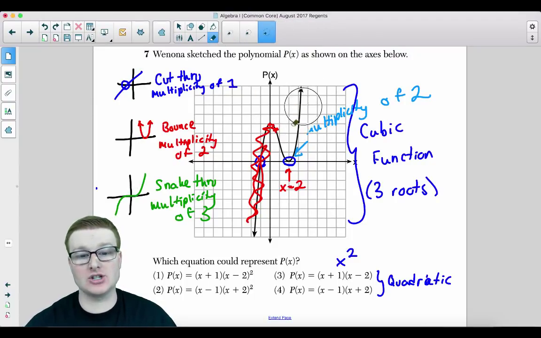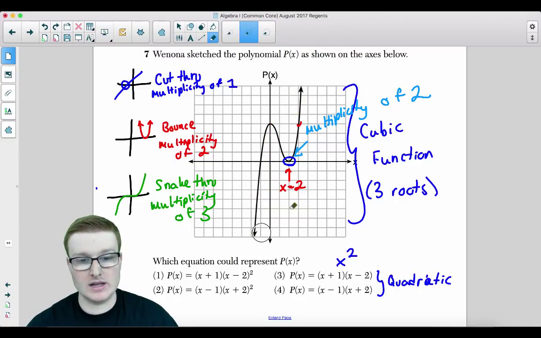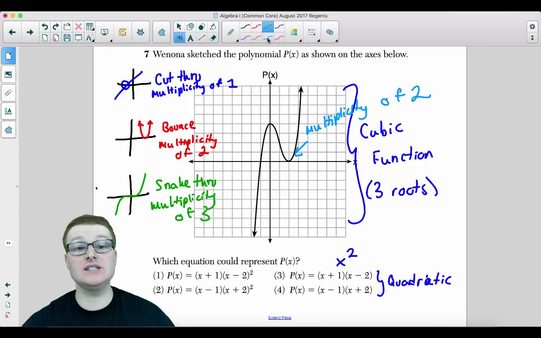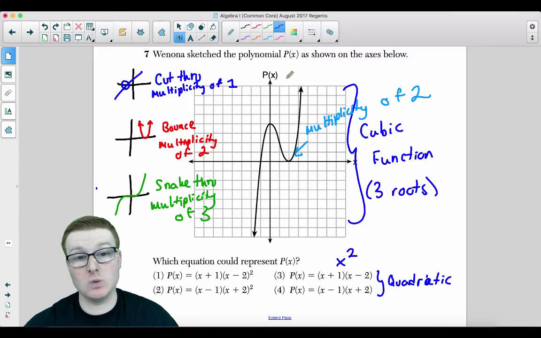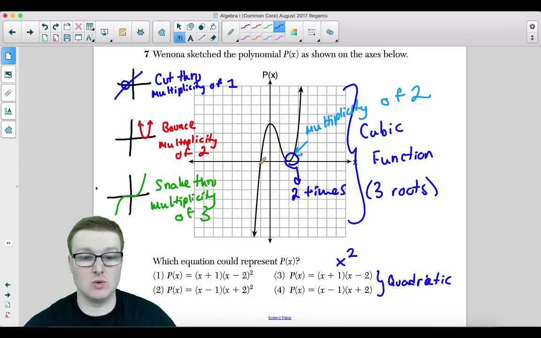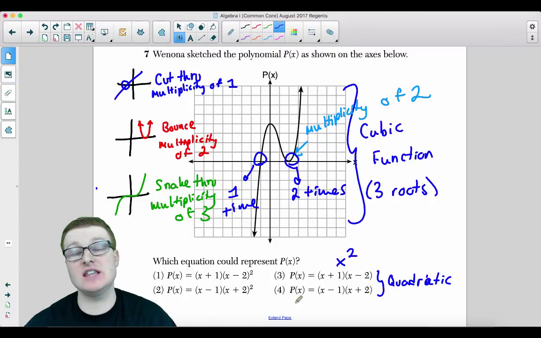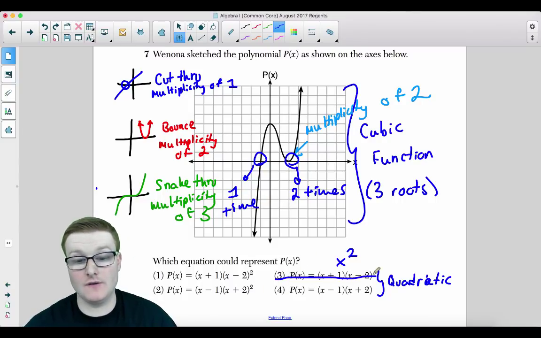So if you go back to the question, and if you want to figure it out, we clearly see 3 roots. Even though we only see 2 on the graph, this one counts 2 times, and this one counts one time. So there's 3 roots. And if you picked one of these answers, choice 3 or 4, you fell for the trap. You thought it was a quadratic. It has to be either 1 or 2.